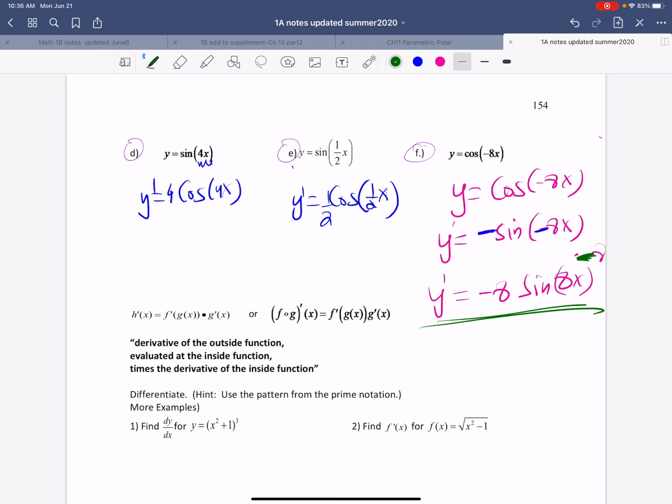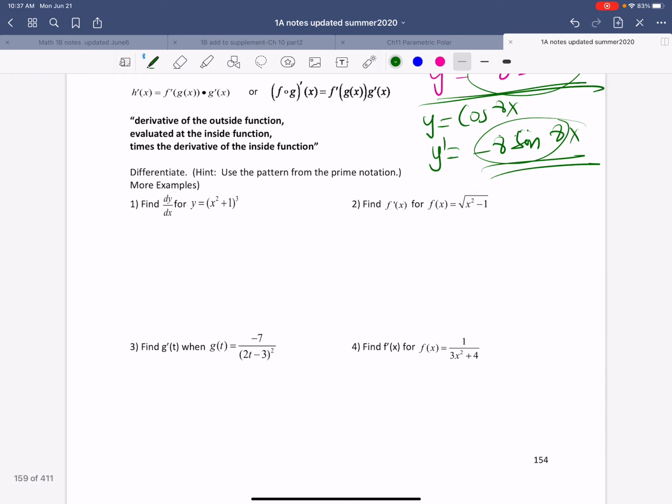So you could go ahead and change the cosine negative 8x into cos 8x. So you could also say y is equal to cosine 8x, and then y prime would be negative 8, because the derivative of cosine is negative sine. Y prime would be negative 8 sine 8x. So both ways you get the same answer. You can write it however you want.